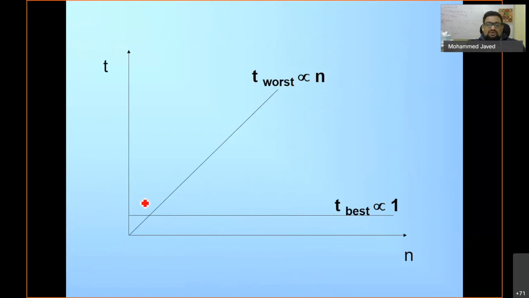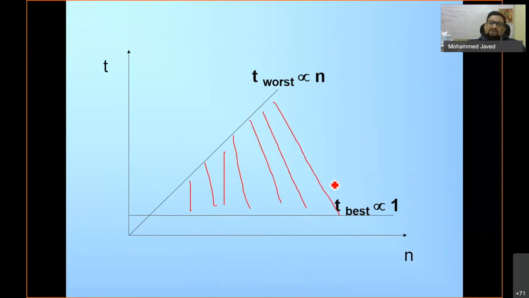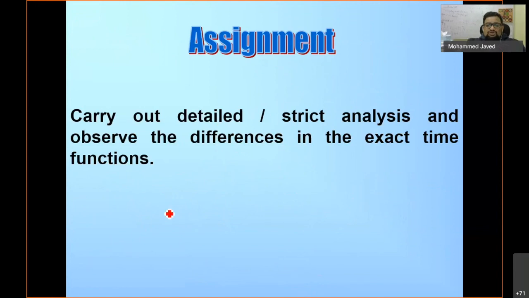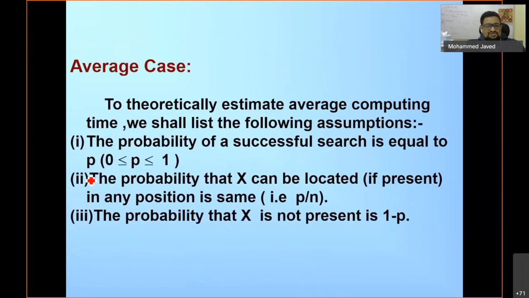You can simply plot it: T best is a constant, that is 1, and T worst is proportional to n. So the running time of the algorithm is in between T best and T worst. So this is the running time of the algorithm. You can also do a detailed strict analysis and observe the differences in the exact time function. You can just go through it.